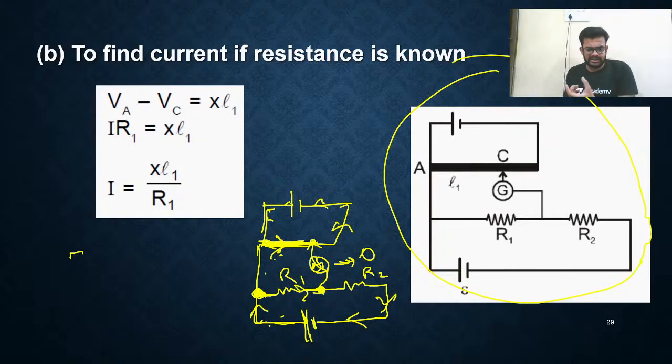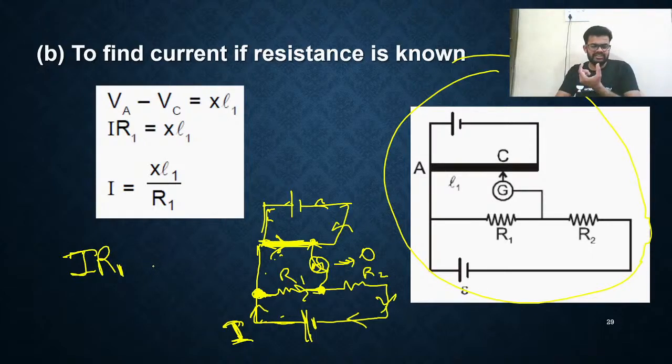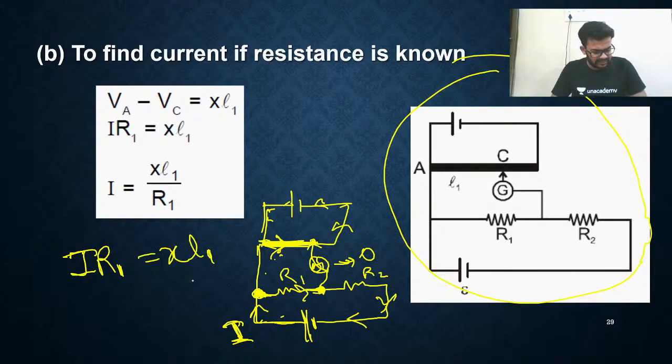For this lower circuit, let's say current is I. Here current is I. So I into R1. I into R1 is the potential difference across R1. And the same potential difference will be across A and C, that will be XL1, that will be XL1, okay my dear.